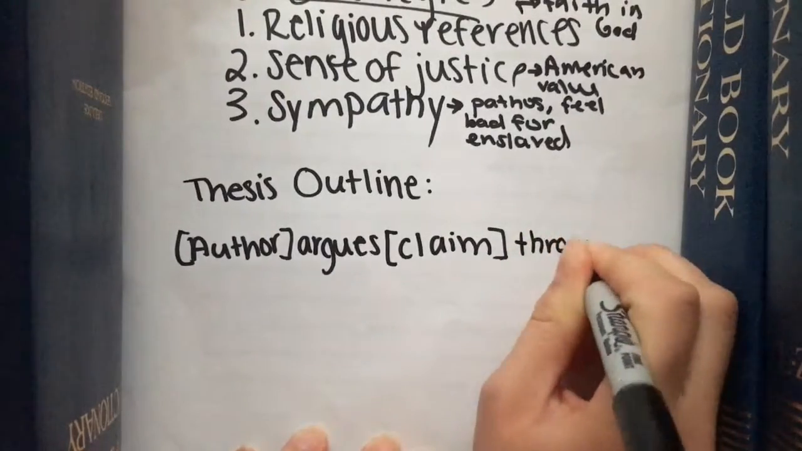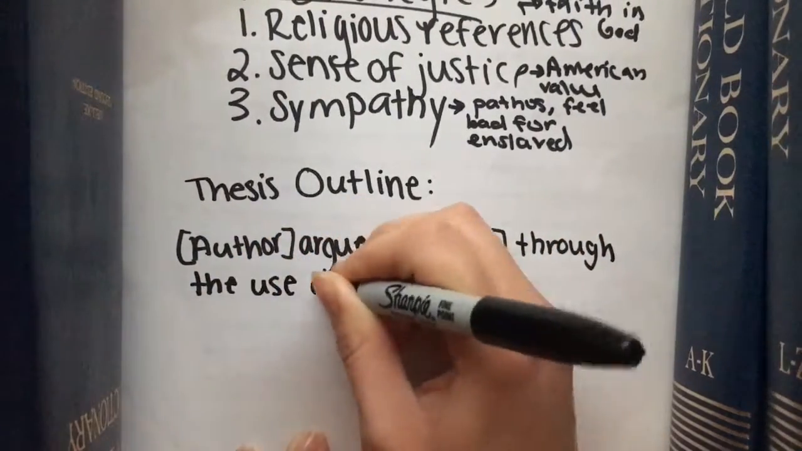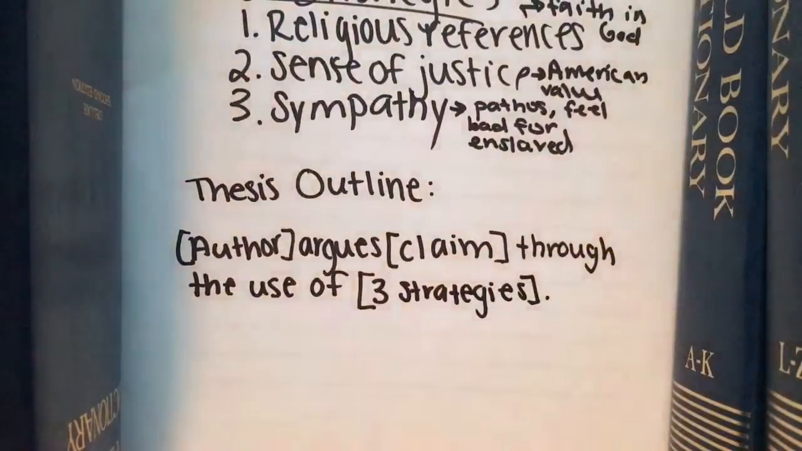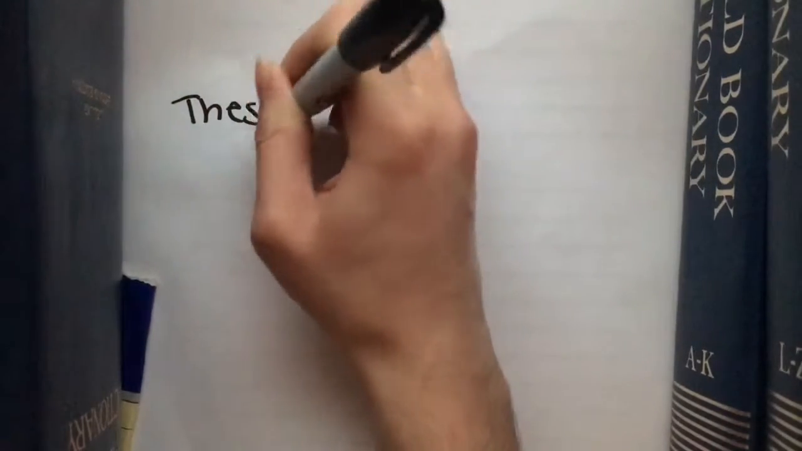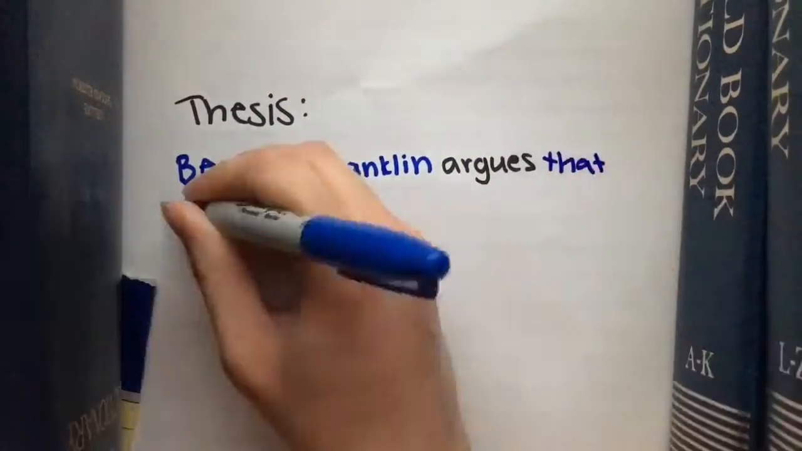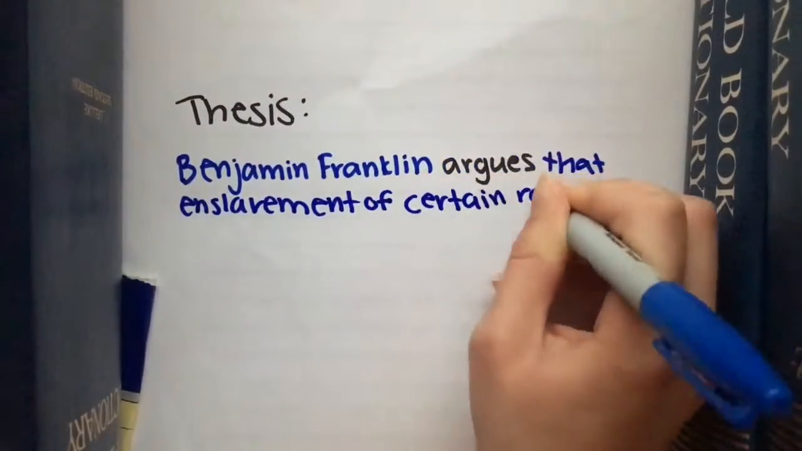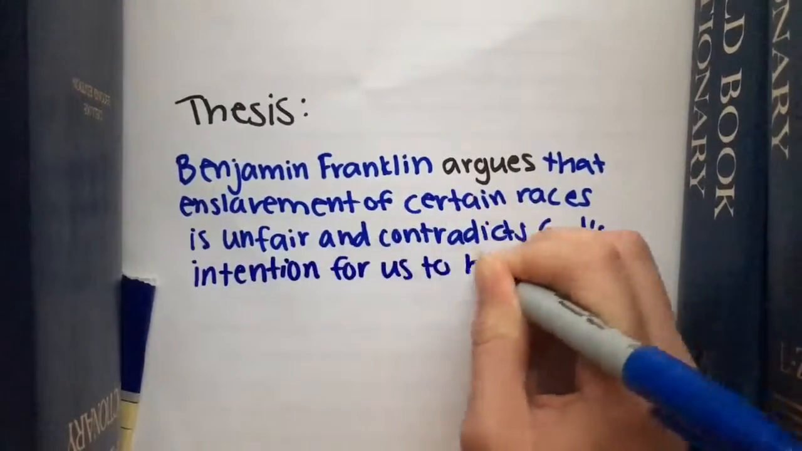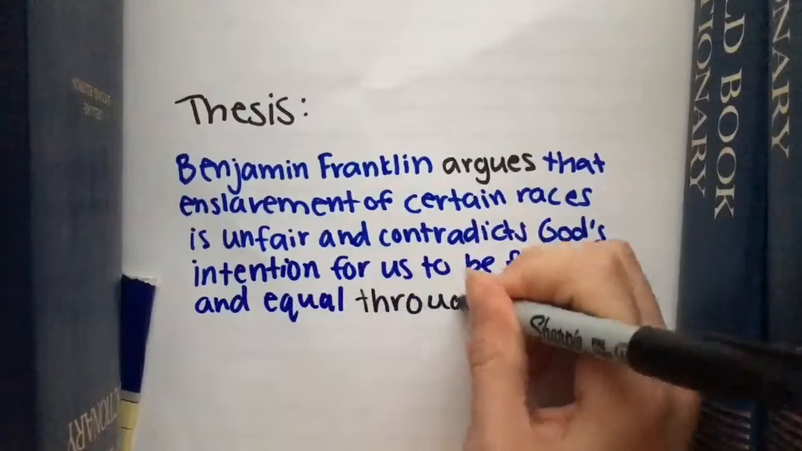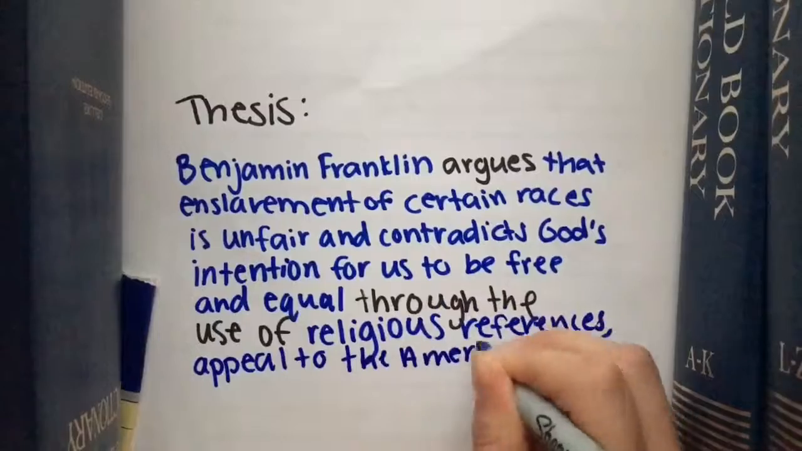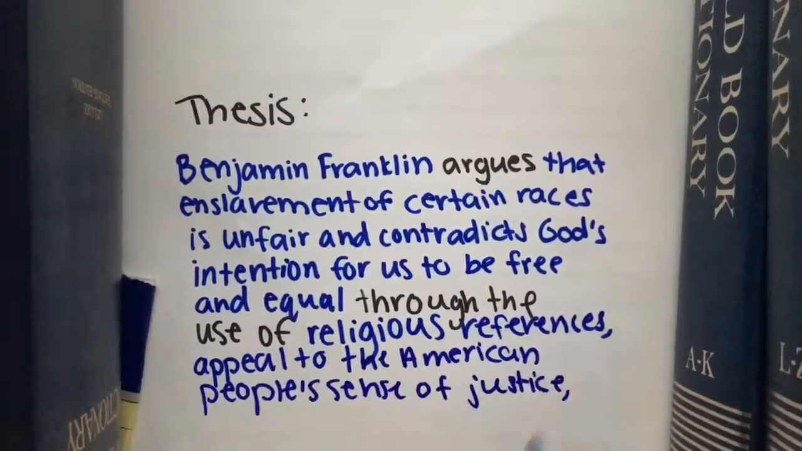Now it's time to write our thesis statement for the essay. The general outline of a thesis is the author argues the claim through the use of the three strategies that we found in the writing. Now let's insert the information we've found through SOAPSTONE and through reading the text into the thesis statement outline. The author, Benjamin Franklin, argues that the enslavement of certain races is unfair and contradicts God's intention for us to be free and equal through the use of the three strategies that we found: religious references, appeal to the American people's sense of justice and liberty, and an appeal for sympathy for the enslaved.